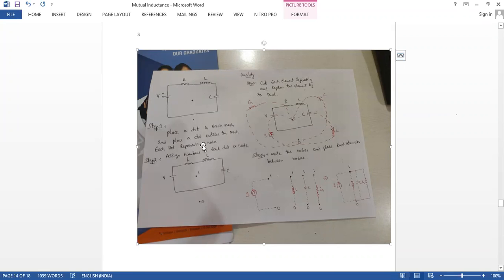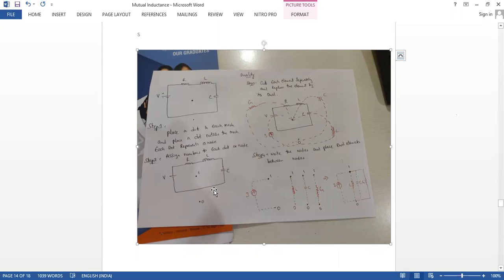Two dots you have to place like this. Have all of you done that one? Okay. Yes, sir. Okay. Two dots. Now the second step, step 2. What is step 1? Place a dot in the closed area and place a dot outside the circuit.